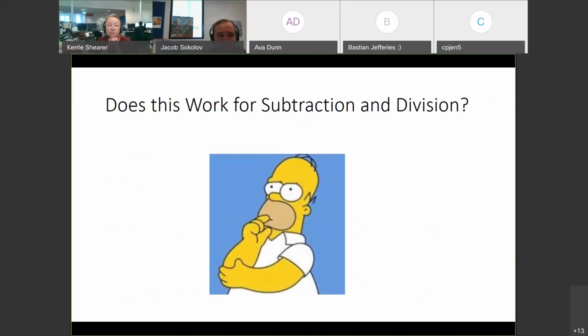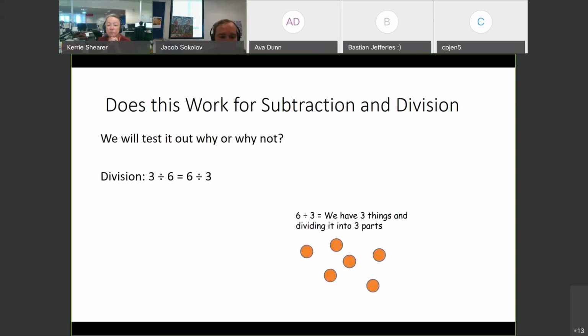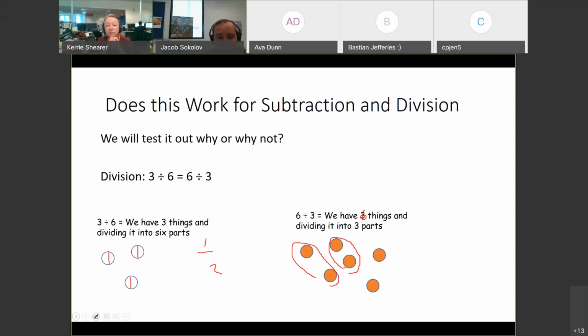And if we go to division, okay, there we go. It won't work either. So we have another typo in this one here. Wow. We have 6 things. Ah, yeah, thank you. All right, so 3 divided by 6. So we have to divide these 3 little circles into 6 parts. So we'll get a fraction, which would be 1/2. And for the next one, we have 6 things, and we need to divide it into 3 parts. We have groups of 2. So it does not work for subtraction or division.